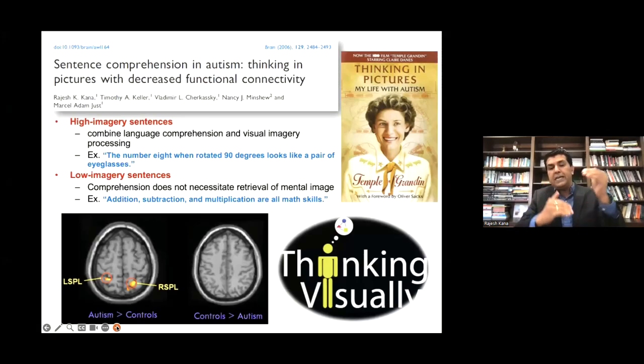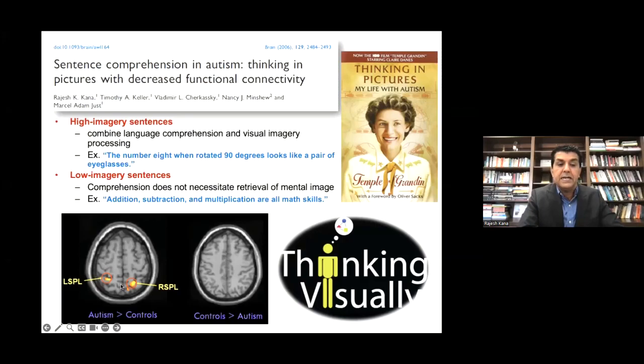The key difference between these two types of sentences is that the top ones are high imagery sentences, so you have to visually imagine those sentences more, whereas the bottom sentences are low imagery sentences, and we wanted to look at the differences between these two in terms of brain activity. But interestingly, one of the things we found was that the low imagery sentences, which do not demand visual imagery generation as much as high imagery sentences, elicited a lot of visuospatial activation in our autistic participants.